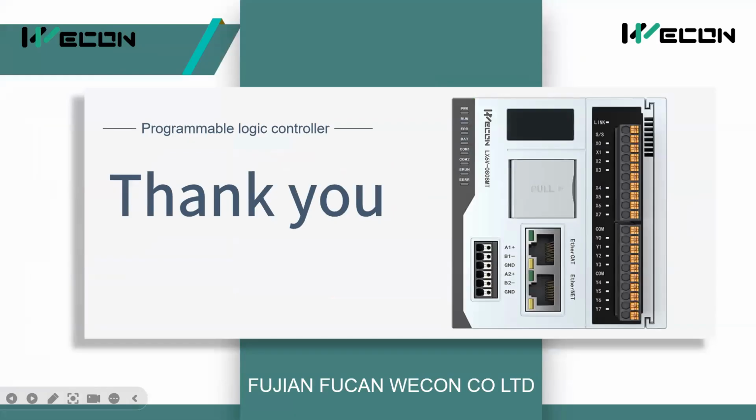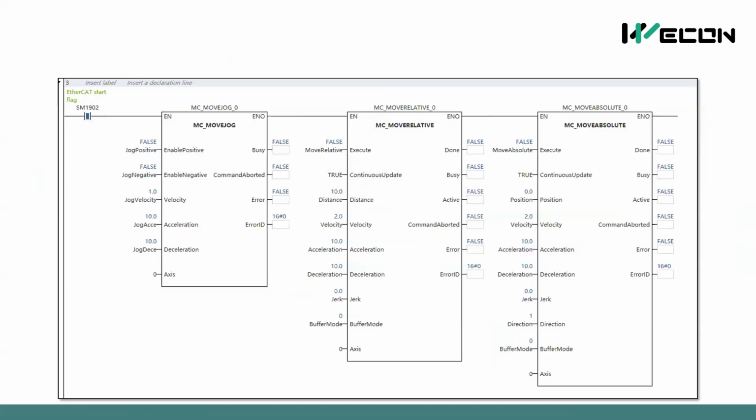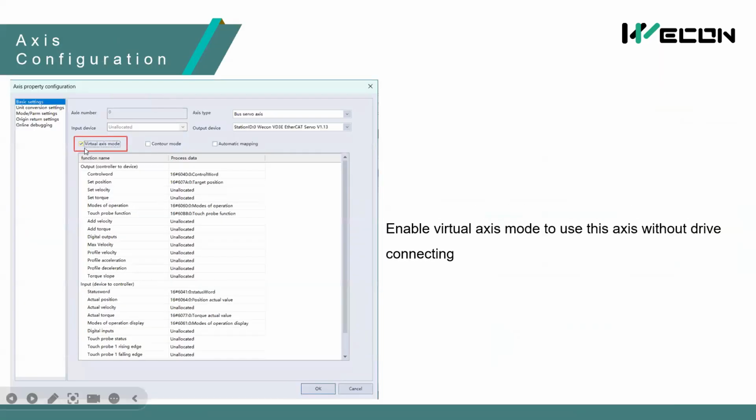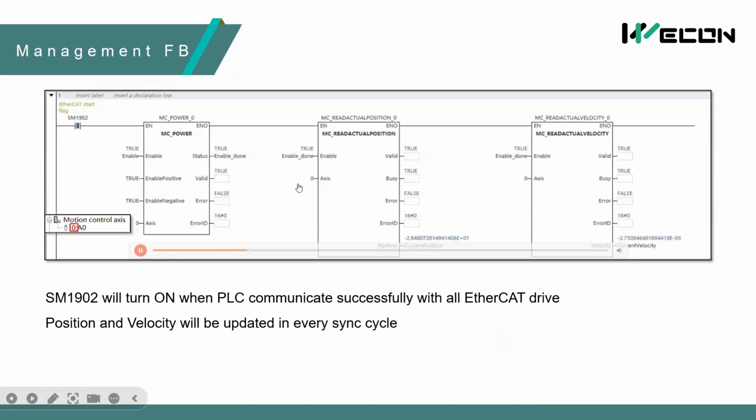Okay, so this is our today's content. If you have our VD3 driver or other EtherCAT driver on your site, you can connect it to the PLC and test some of the function blocks I introduced today. If you have no driver, it doesn't matter. You can set the EtherCAT axis as a virtual axis in axis configuration here. And then you can also test these function blocks.